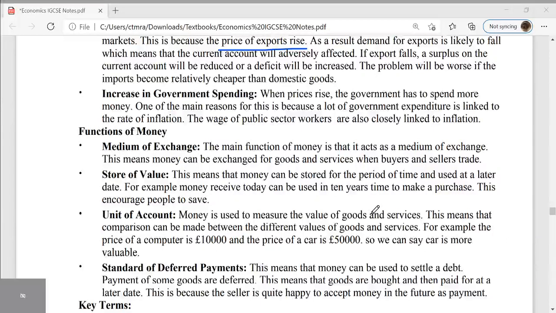So unit of account is an important function. By that you can measure goods and services. You can compare goods and services in terms of money.